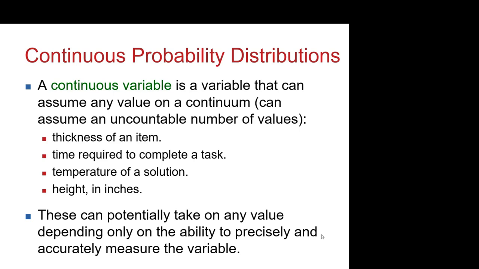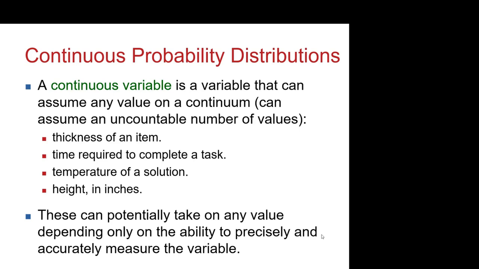Now, under the category of continuous probability distribution, we are looking at continuous variables. The variable under the continuous probability distribution is the continuous variable. So a continuous variable is a variable that can assume any value on the continuum. It means that it can assume an uncountable number of values.